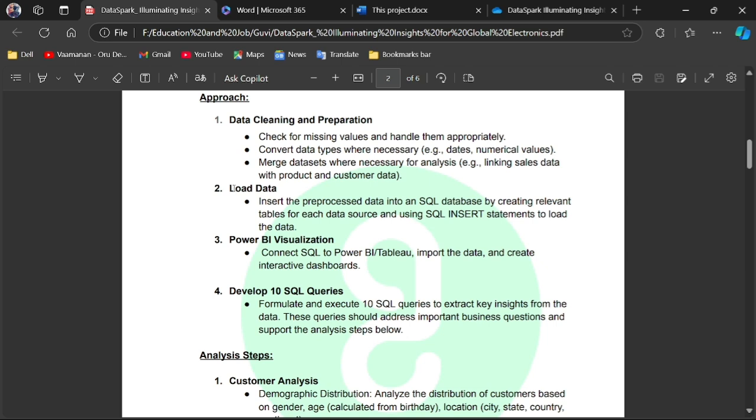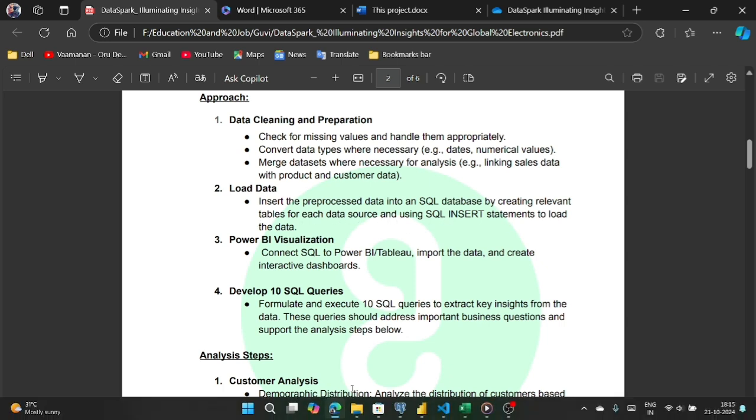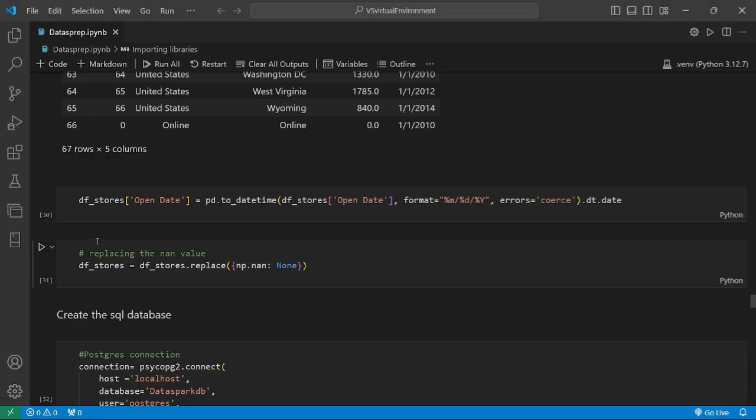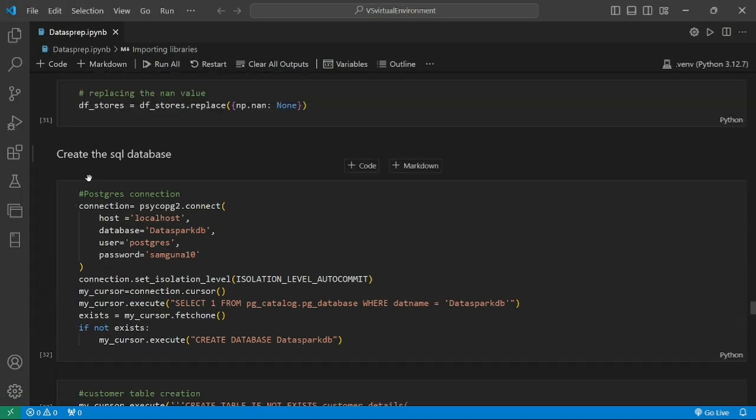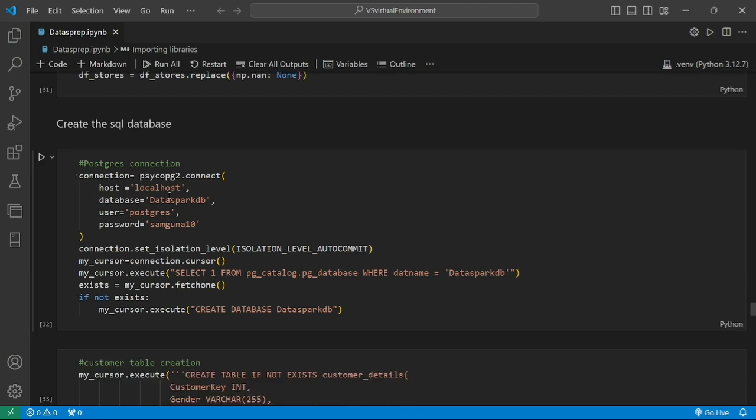Next, load data. Insert the preprocessed data into the SQL database by creating relevant tables for each data source using SQL insert. Here we create the SQL connection, a connection to the SQL database. SQL is a structured query language. We cleaned the data, so why do we need that? It's a database, like online storage.